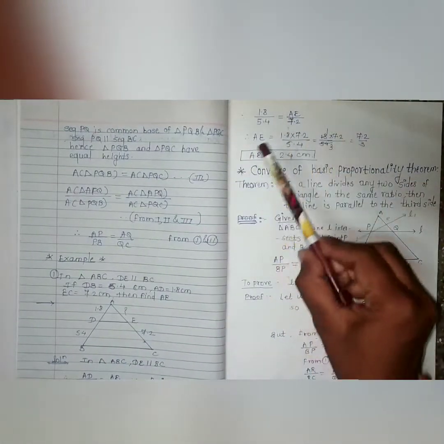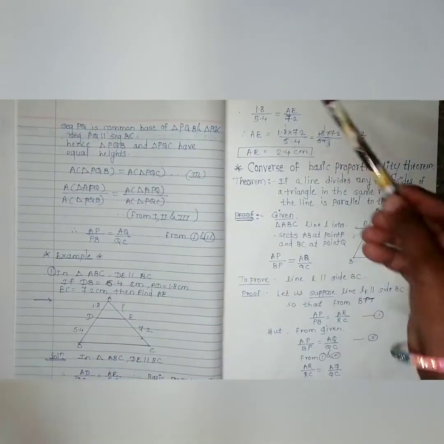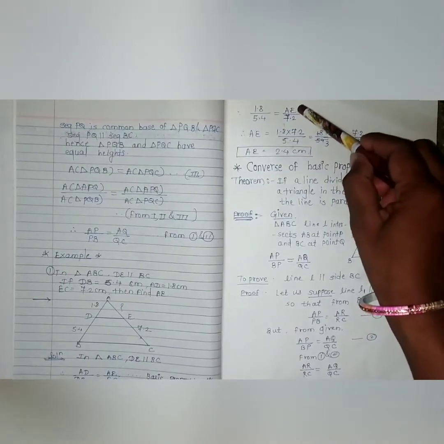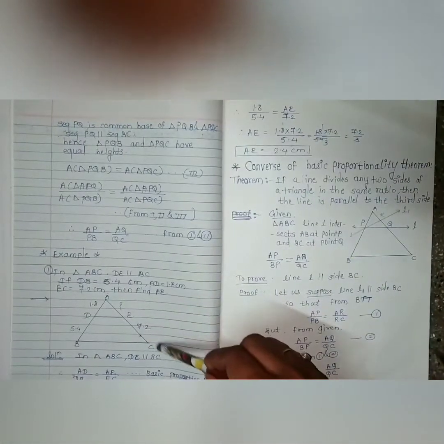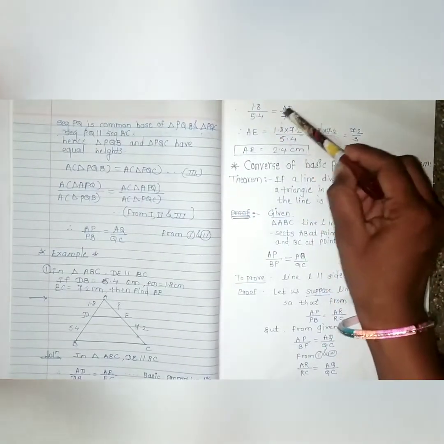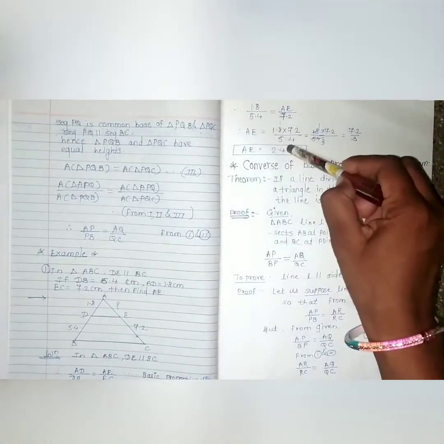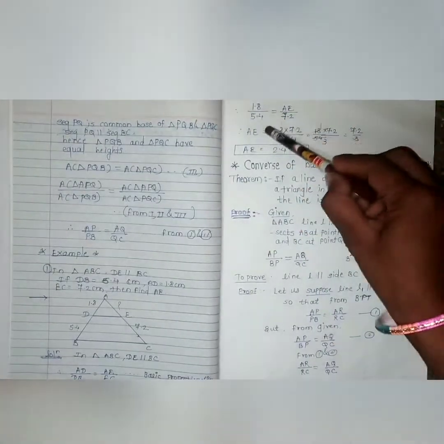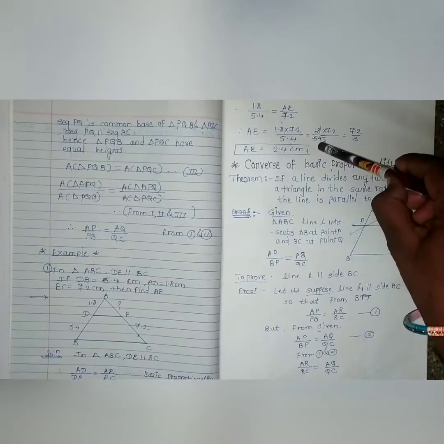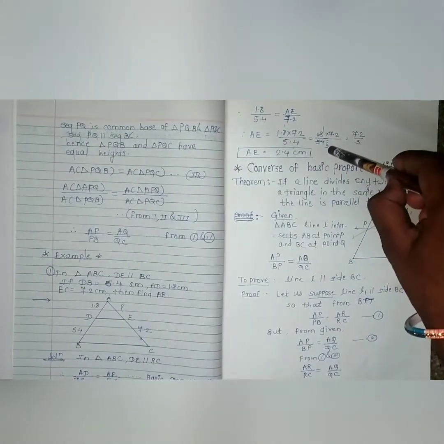Substituting the values, what is the value of AD? 1.8. What is the value of DB? 5.4. And to find AE, write AE as it is, and the value of EC is 7.2. Cross multiplication: 1.8 into 7.2 upon 5.4, AE as it is. Shifting the decimal point, 18 upon 54 into 7.2. 18 1 is 18, 18 3 is 54.